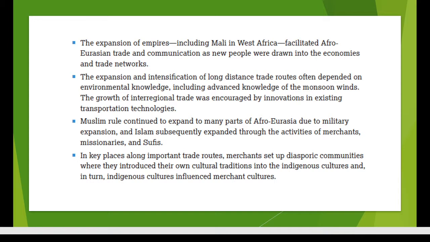Muslim rule expands. Let's identify some specific states. Who were the Sufis? Why do they matter? Examples of diaspora communities and where?